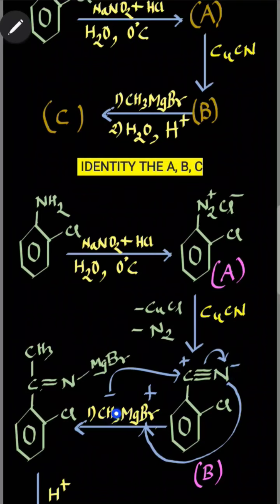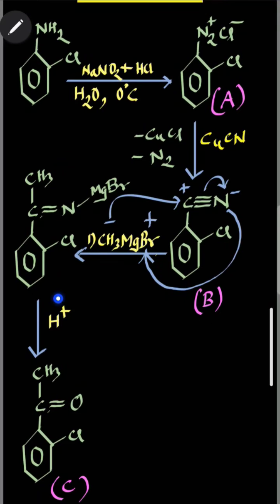So this methyl, the negative part of the Grignard reagent, will get attached to this particular carbon, and then this negatively charged nitrogen will grab MgBr, so nitrogen will have MgBr here, and CH3 will add to this carbon atom, and a carbon double bond nitrogen would be there. In the last step you are doing the protic workup, right?